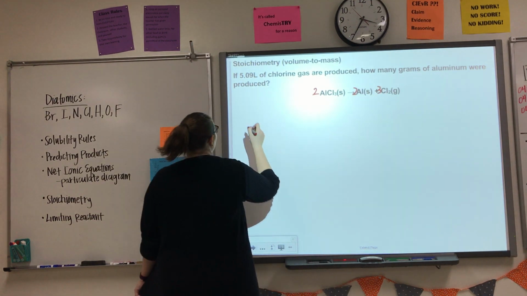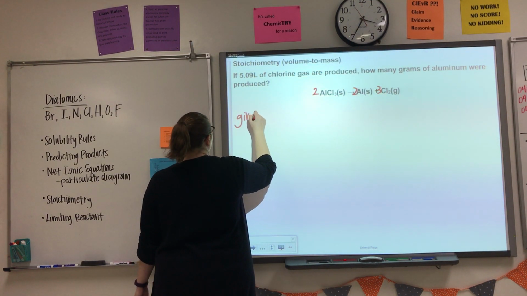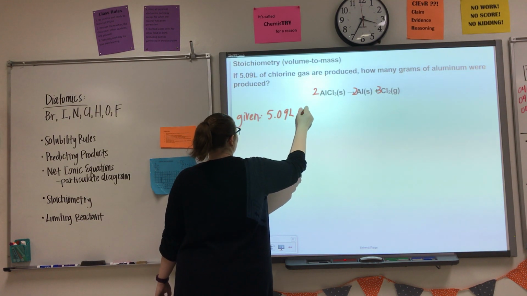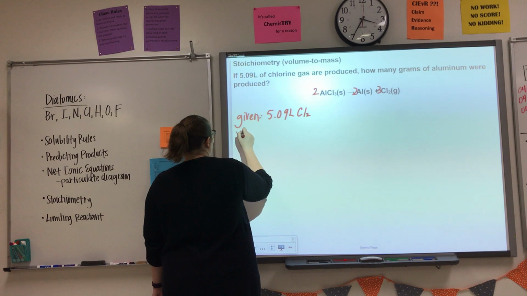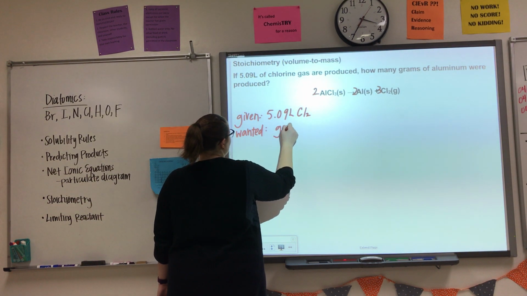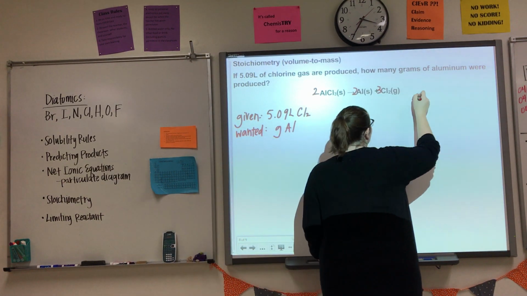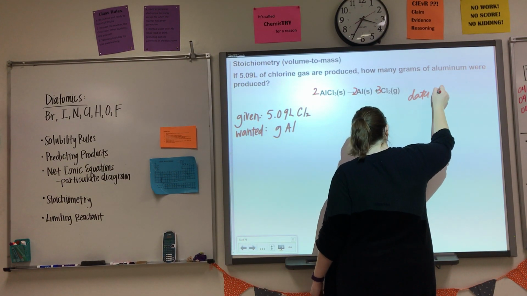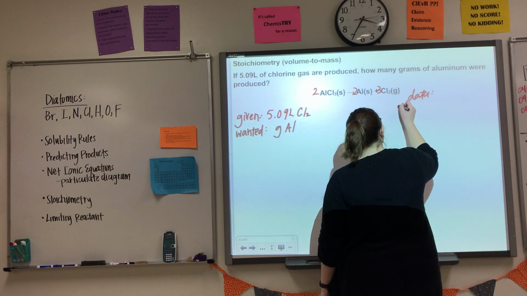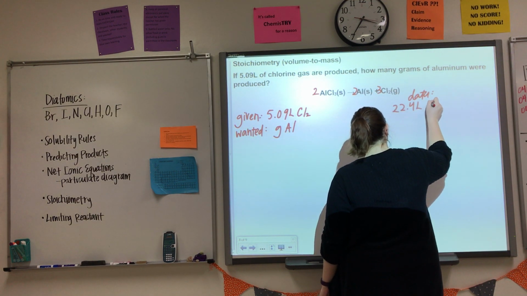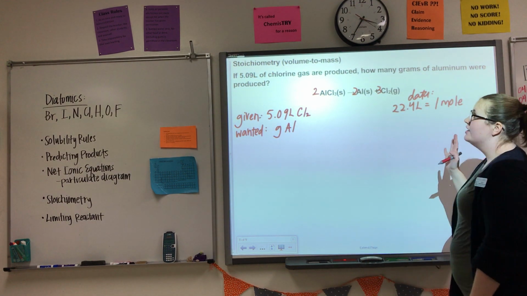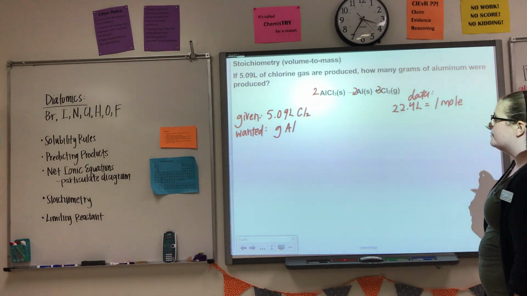Okay. I'm given liters this time, 5.09 liters of chlorine gas, Cl2. And my wanted is grams of aluminum. All right, data time. If I have liters, I'm going to need to go through moles at some point. So I'm going to put down that 22.4 liters of one gas is equal to 1 mole of the same gas at STP, and we're going ahead and assuming STP right now.